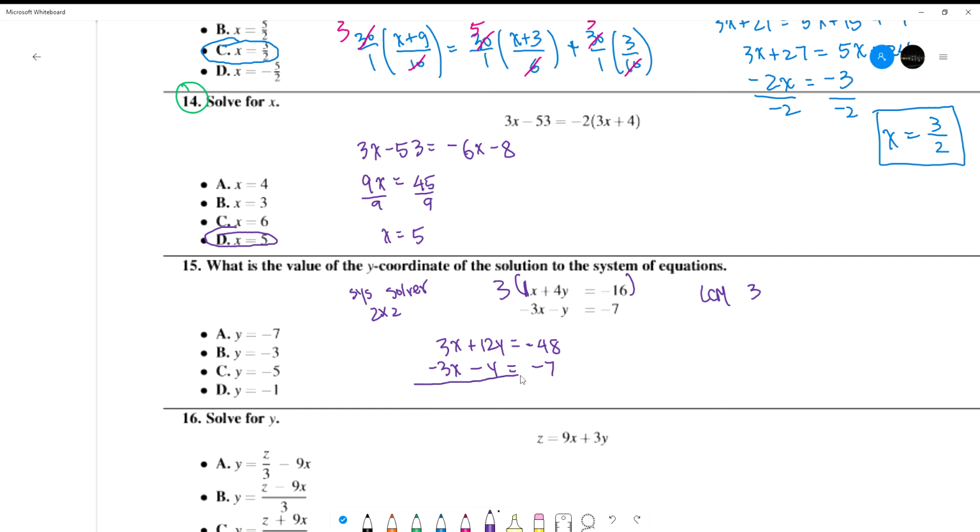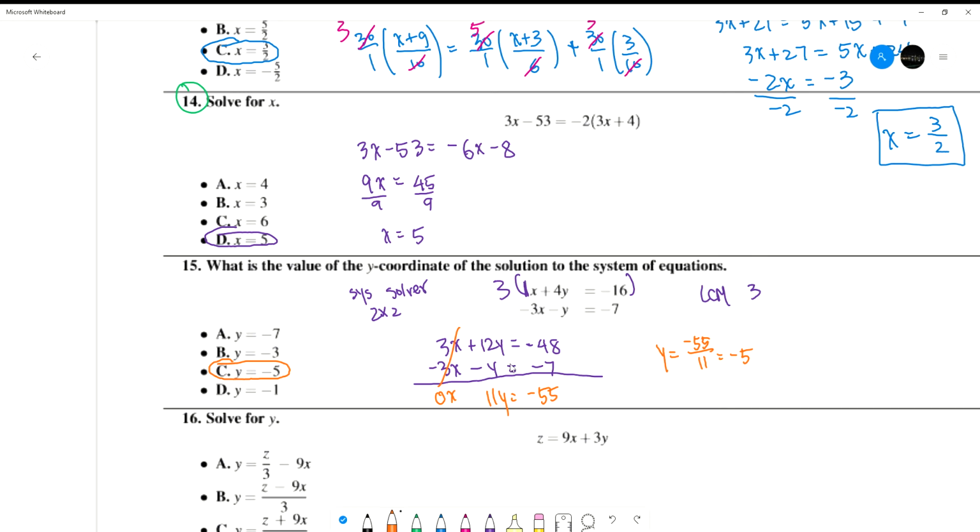Okay, so now I can add vertically, and you see how the 3x's cancel out, right? The 3x minus 3x is a 0x, right? Then we have 12y minus y is 11y, which is equal to negative 48 minus 7 is negative 55. Okay, now we can divide both sides by 11, so negative 55 over 11 gives me negative 5. So we can circle C as our answer.